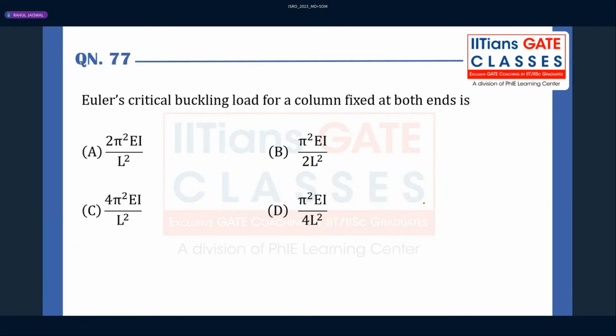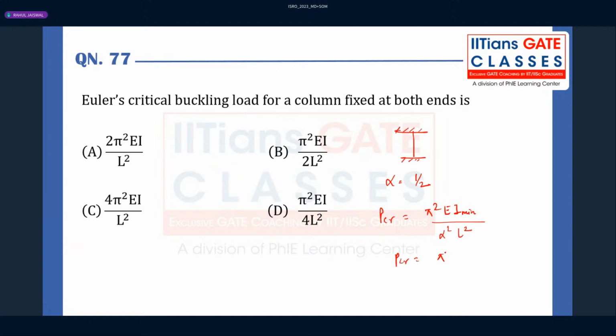The ideal critical buckling load for a column fixed at both the ends. I told you in our last class, if it is fixed at both the ends, what is the alpha? 1 upon 2. Right? So what is the P critical load? Tell me guys. Pi square EI minimum divided by alpha square L square.